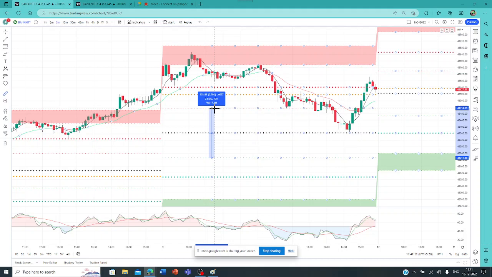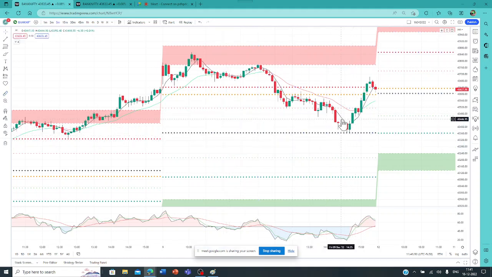So I said if your range is more than 100 or around 100, you draw a midpoint. Yes. So exactly, you see what price had done. It came to the midpoint. So if you have two lots, you book the first lot here, right? Yes.